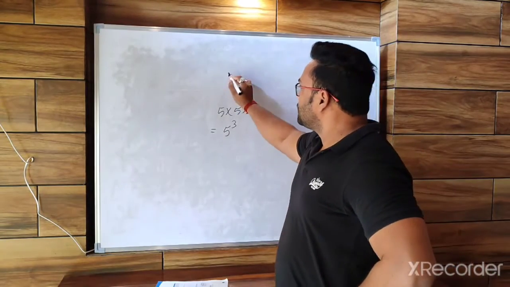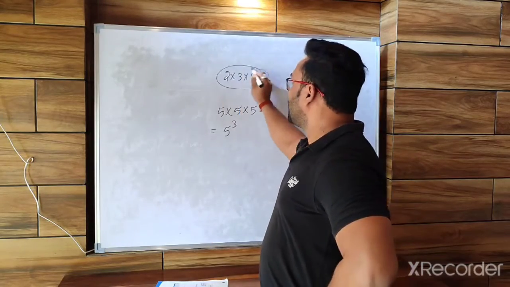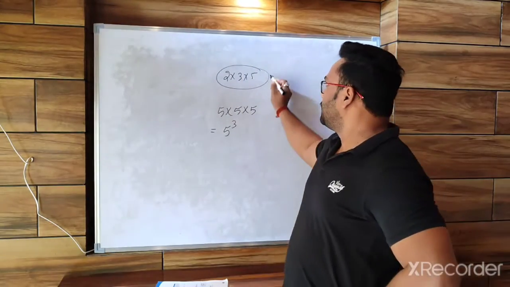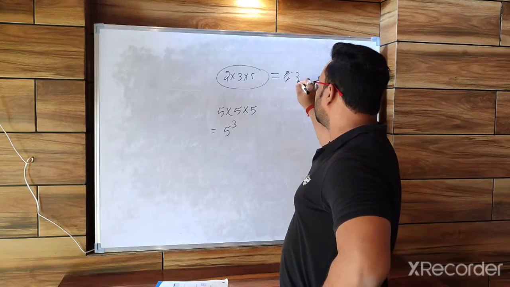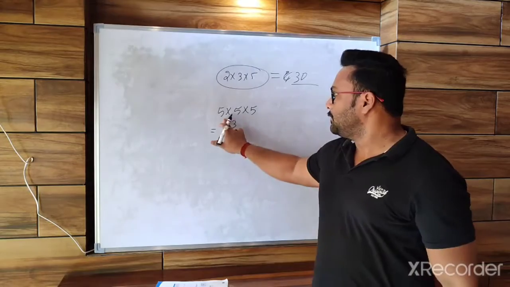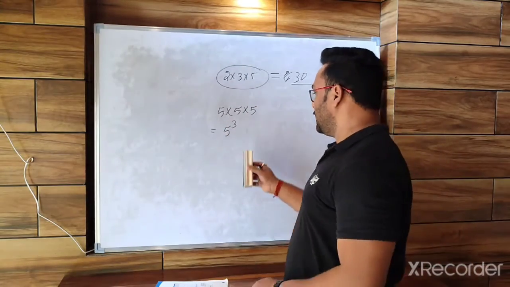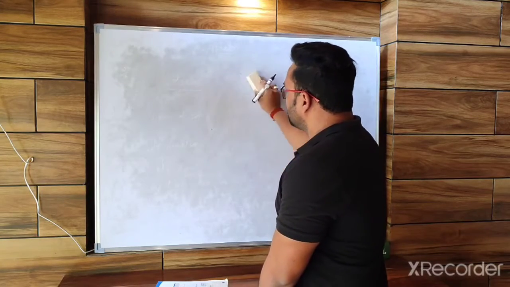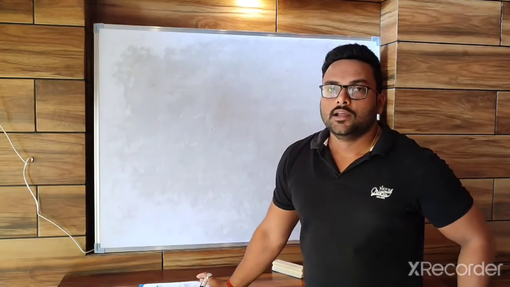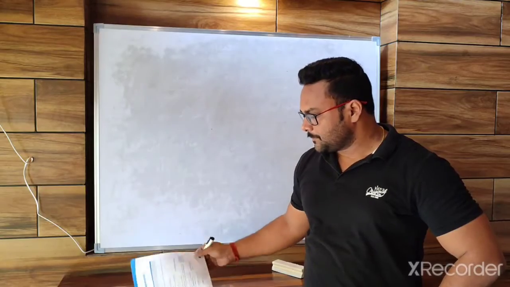If it is different numbers, like 2 into 3 into 5, there is no way to write it in the form of an exponent. You can only write it as an exponent when the base is common. Then we count the number of times, and then we write. So very easy it is. Very interesting chapter, I hope you will enjoy. But before that, we have to discuss a few properties of exponents. Okay, so after discussion, we'll follow the exercise.